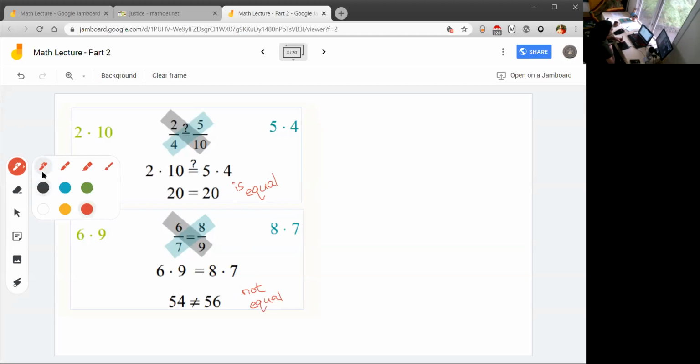I really, to be writing these correctly, should have a question mark there. I'm not sure why wherever I copied this from doesn't have it. So why does this work? Why can I multiply diagonals to check if the proportion is equal?